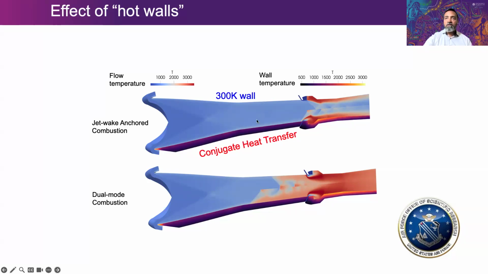Damien Curran did these simulations for me when he was a brief postdoc with me. And he showed that at different fueling conditions, you can actually see a distinctive difference in what happens inside. On the top is a 300 Kelvin wall, unheated. On the bottom, you allow conjugate heat transfer to happen. You can see a difference.